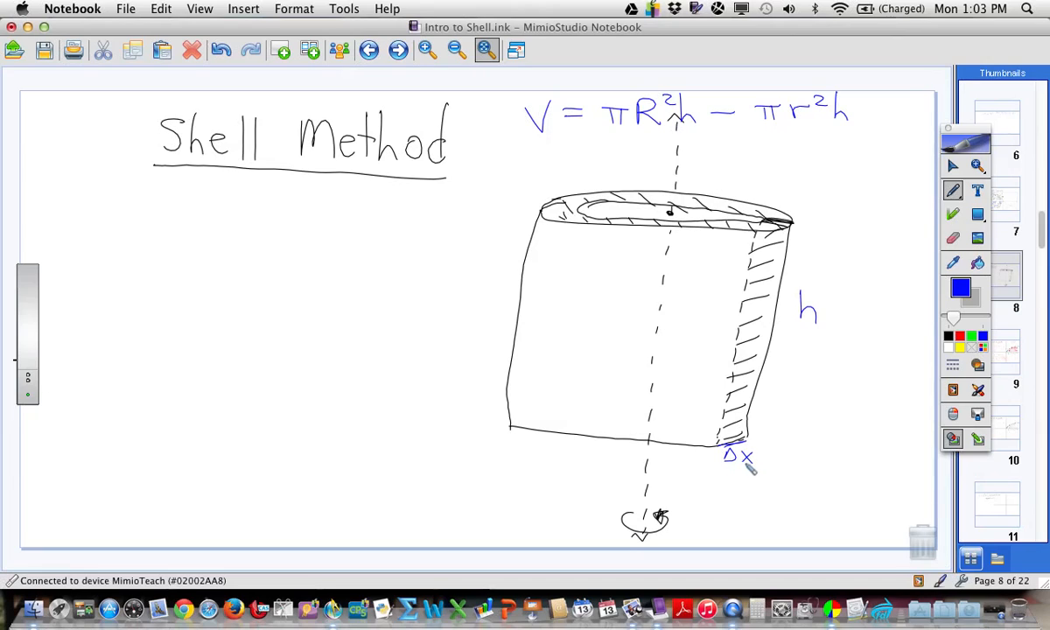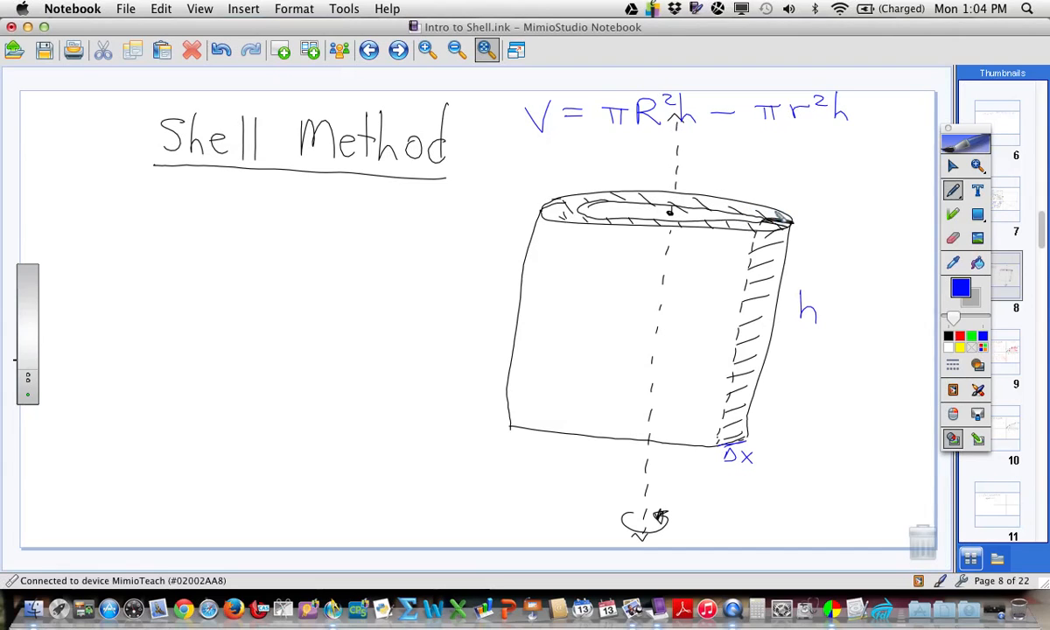Delta x, right? That's going to turn into the dx when we let that get really, really small. Okay? Now, the problem is, when that gets really, really small, what happens to big R and little r? They become the same thing, right? So we need to distinguish, and somehow we need to get delta x into this equation so it can turn into our dx and be part of our integral.